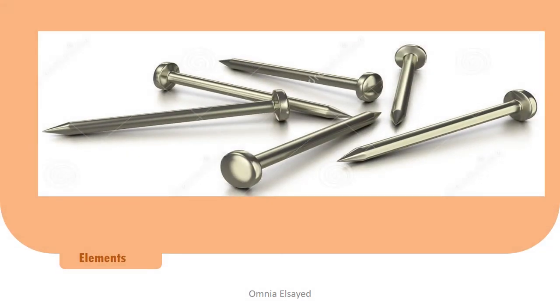What is this? They are iron nails. Iron nails are made of what? Made of iron. Okay, but iron is made of what? Made of nothing. So, iron is pure and cannot be broken down into simpler substances. So, iron is an element.